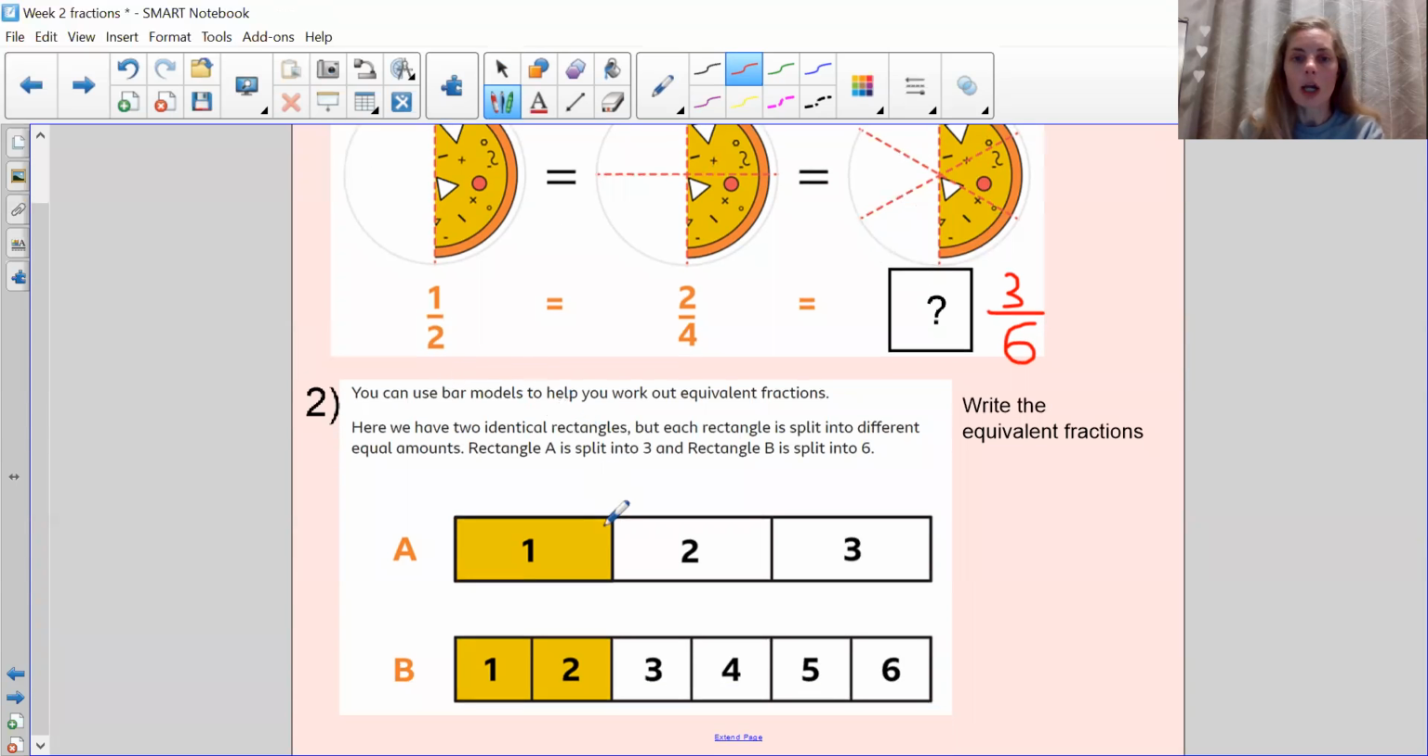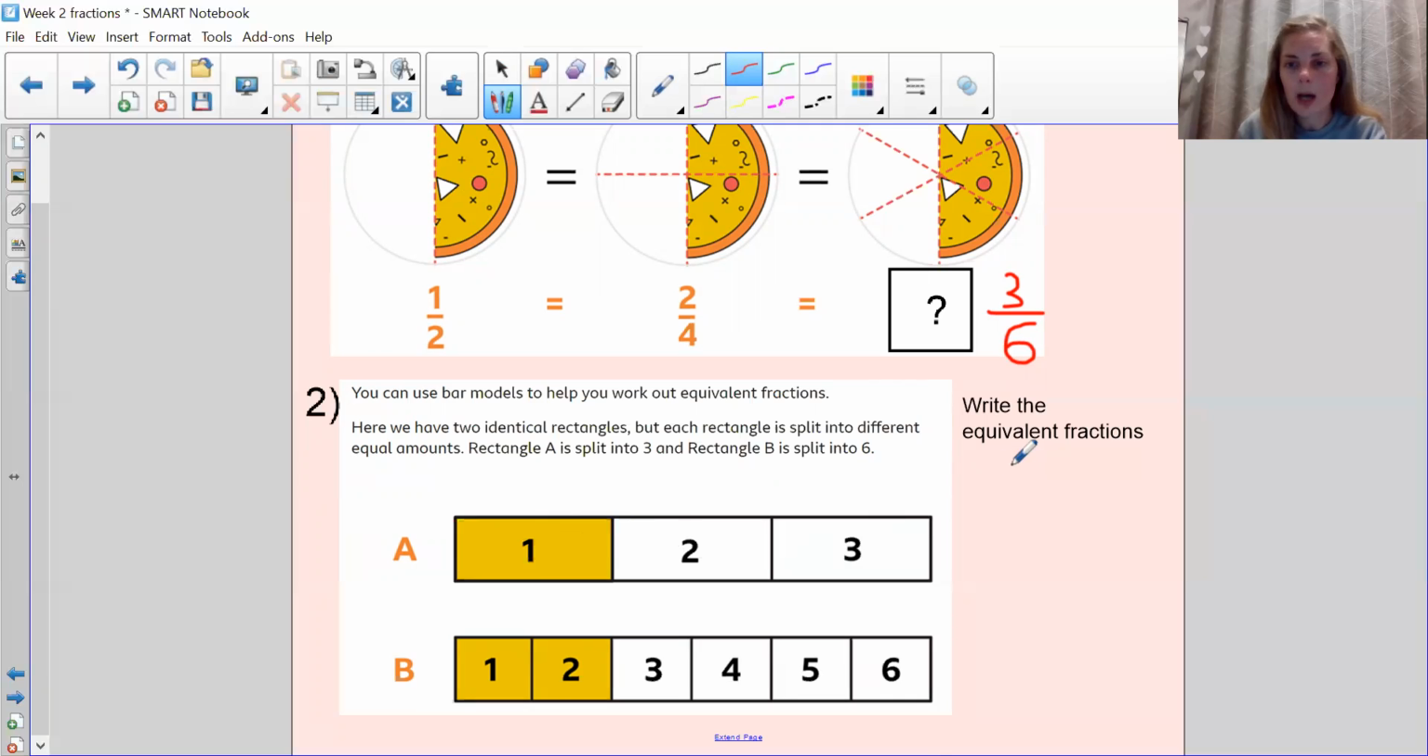Okay? Right, using the bar model now here, could you please tell me what the two equivalent fractions are? So what is A? What is the fraction of A, the shaded part? And what is this fraction? Have a go. Right, let's see how you did. If it's too short, please pause the video at any time so that you can get the answers.